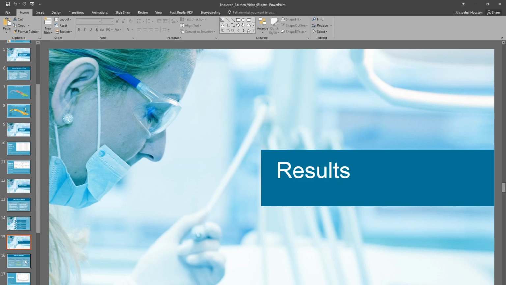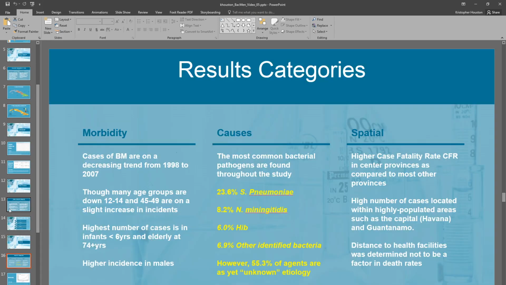So, after analyzing all this information, some of the results that were determined are for morbidity. The cases for bacterial meningitis are actually on a decreasing trend from 1998 to 2007. Though many age groups are decreasing, there are a few that were leveling out or increasing. The age groups 12 to 14 as well as 45 to 49 are on just a slight increase over that 10-year span. But overall, the highest numbers of cases were in infants, which were 6 years and under, and the elderly, which were at 74 years and older. They also noticed a slightly higher incidence rate in males as opposed to females.